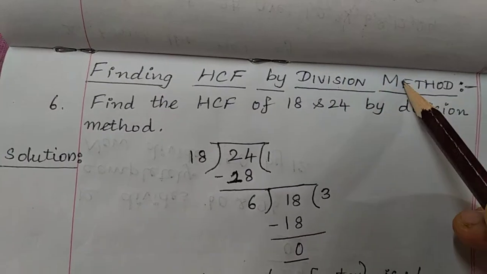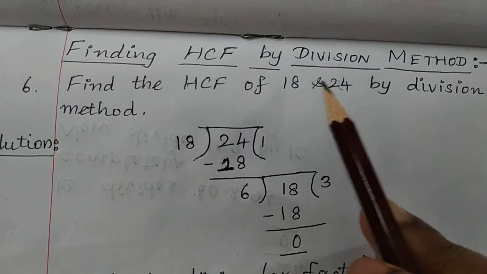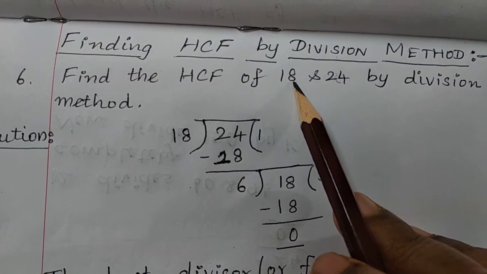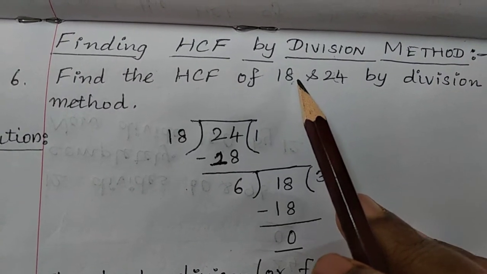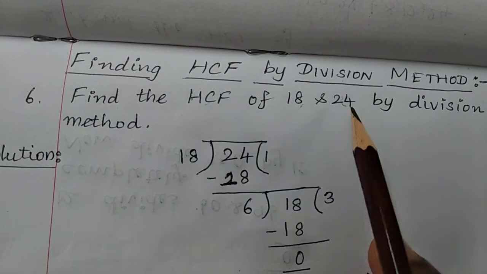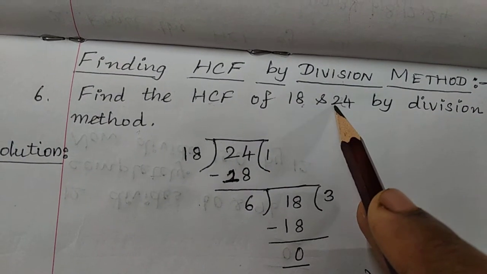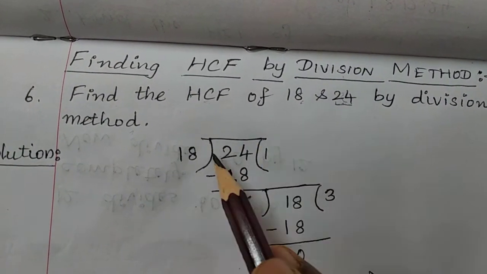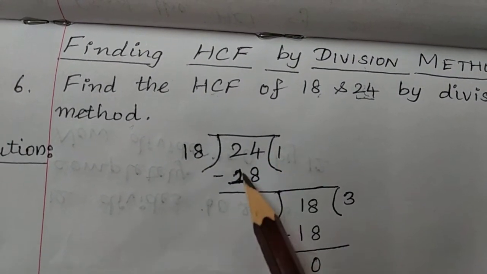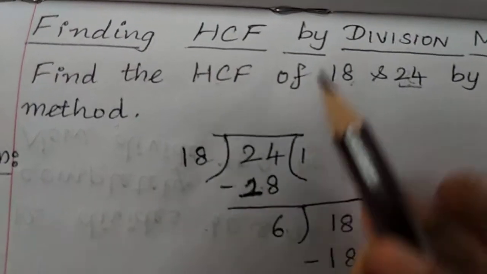Another method is division method. Here we are going to divide the largest number by smallest number till you find a divisor which divides without any remainder. Let us see the example. Find the highest common factor of 18 and 24 by division method. Solution. Here the largest number is 24. So divide 24 by 18. 24 divided by 18. 18 1 is 18. On subtracting you get 6 as the answer.